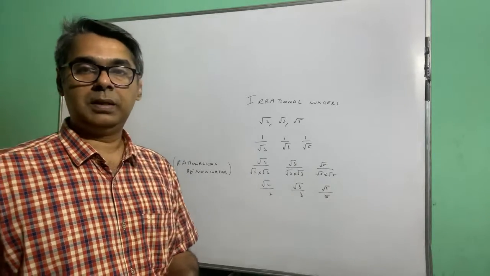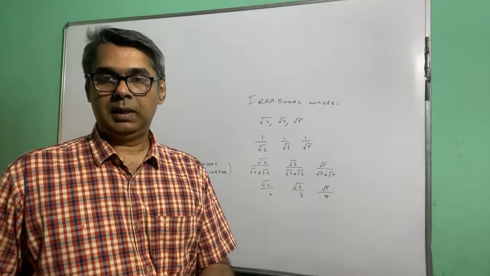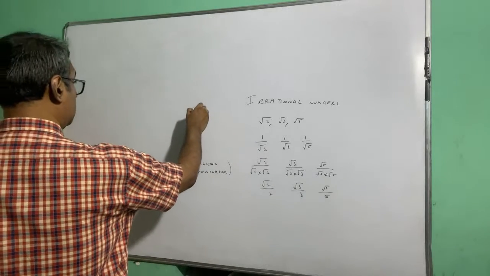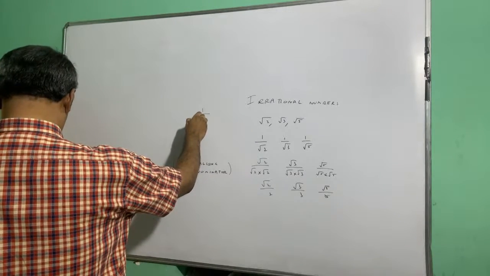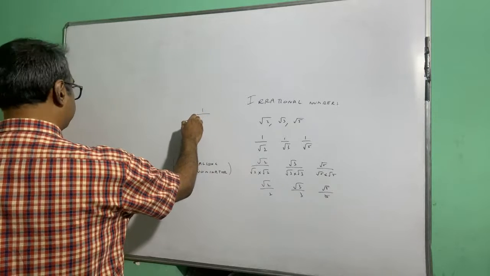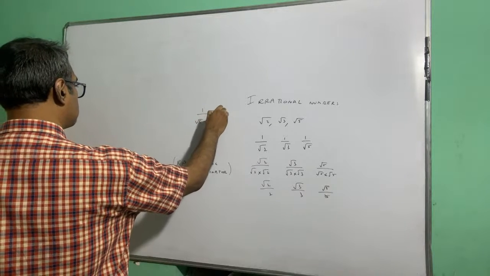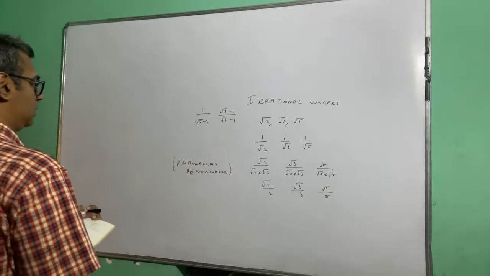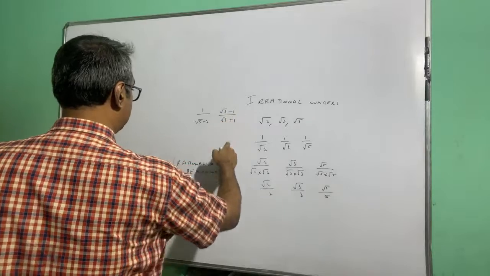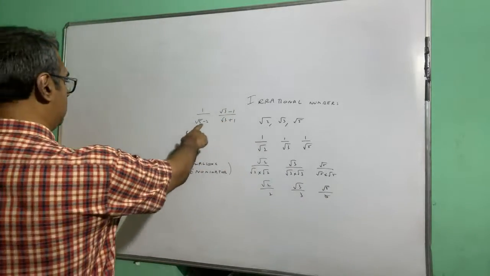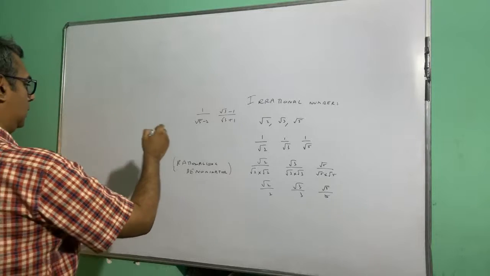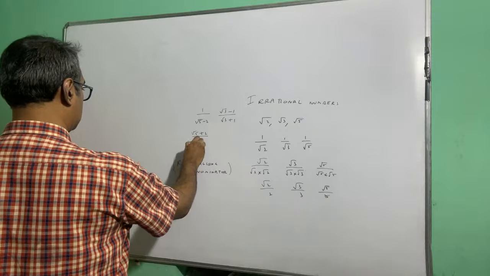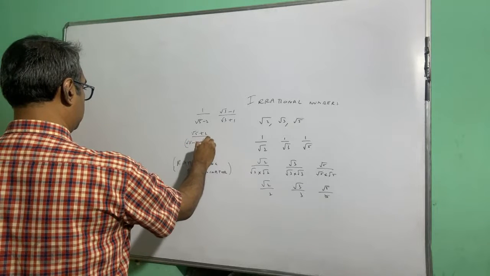Now, for rationalizing the denominator, you may also have to use some algebraic identity. For example, suppose you have a question like 1 by root 5 minus 2, or a question like root 3 minus 1 by root 3 plus 1.